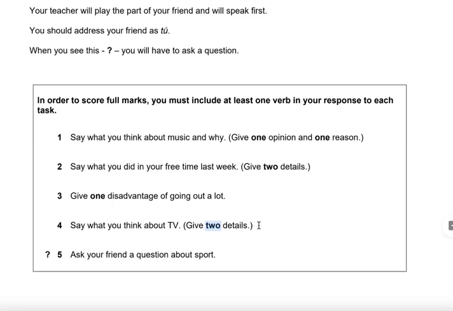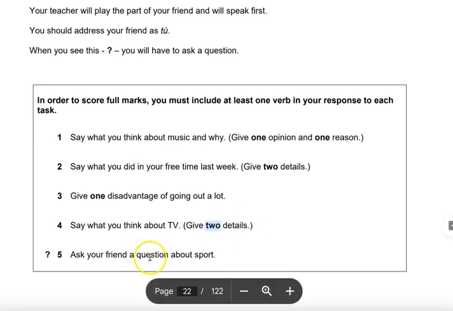Now you need to ask your friend a question about sport. So you could say, ¿Cuál es tu opinión sobre el deporte? Okay, but you could say, for example, if you can't remember the word for sport, you could just say, for example, ¿Te gusta el fútbol? You're asking a question about sport. Loads of sports are cognates. So, for example, golf, volleyball, tennis. Ask your friend a question about whether they like that sport or not. So that would be 2 marks, done.